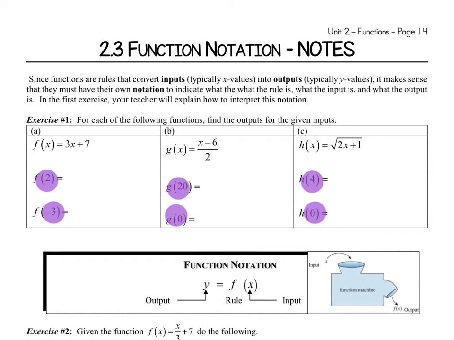Anytime we see an x on the right-hand side, so 3x plus 7, we're going to put in a 2. So 3 times 2 plus 7. So 6 plus 7 ends up being 13. So this is our input and this is our output.